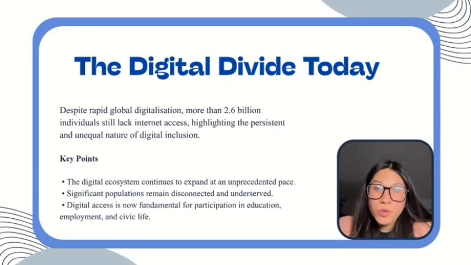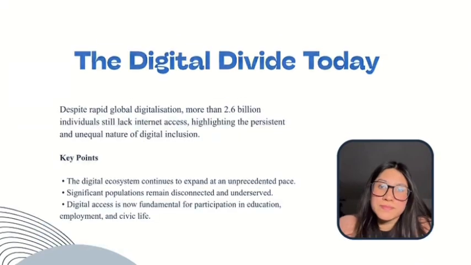Even though the world is becoming more digital every day, over 2.6 billion people still do not have access to the internet. This reminds us that it's not just a technological issue, it's a human challenge. Just like water, electricity, or other resources, digital literacy and access are also important, because without them, humans will struggle in their employment, in their education, and of course to lead a normal life.